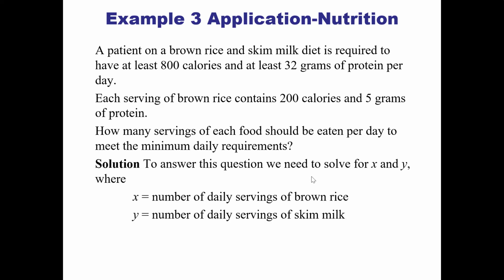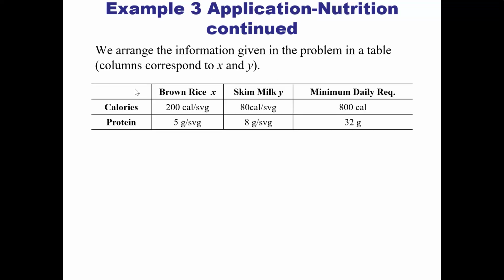All right, so again, we're going to have to set our variables. In this case, we're going to say x is the number of daily servings of brown rice, and y is going to be our number of daily servings of skim milk. Okay, and so we plug in our problems and arrange the information. Brown rice is 200 calories per serving, skim milk is 80 calories per serving, and 5 and 8 grams of protein respectively.